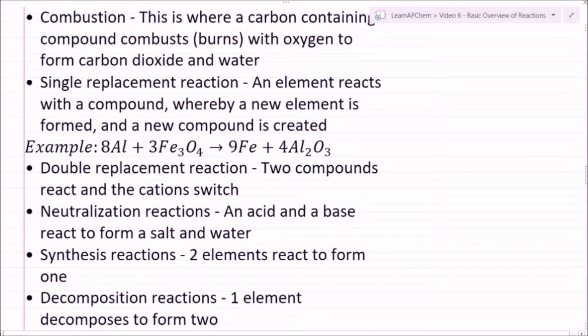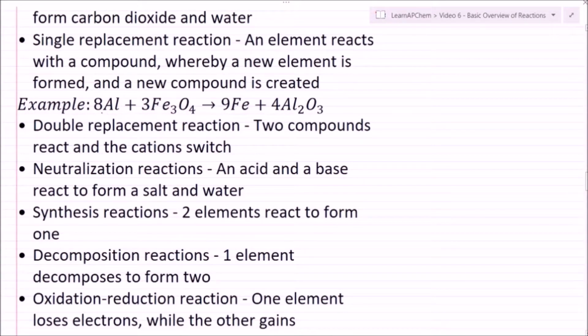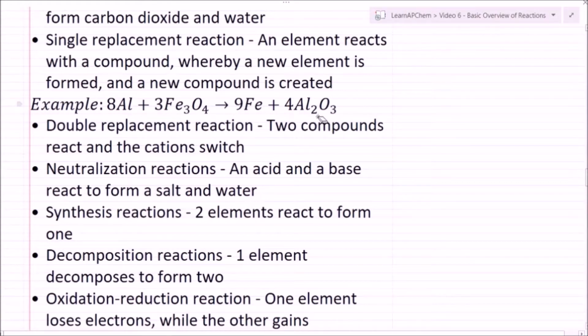Alright, so now let's talk about single replacement reactions. So an element reacts with a compound whereby a new element is formed and a new compound is created. So I have an element here reacting with a compound whereby a new element is being formed and a new compound is created. So I have this element aluminum reacting with the compound, creating a new element, which here is iron, and creating a new compound. So original element, original compound, new element, new compound. So that's a single replacement reaction.